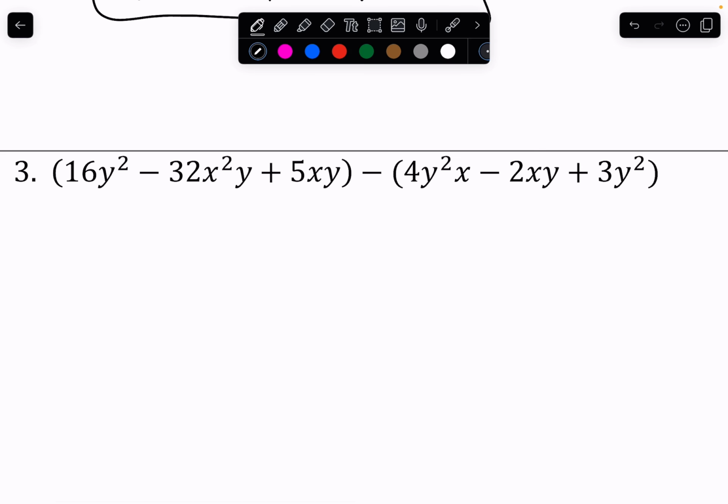All right, so for number 3 here, it's going to be very similar to the one we just did. However, we have more complicated terms here, okay? So you have to pay a little bit more close attention when you're determining what's like terms and what isn't. So let's go ahead. We're going to rewrite our first polynomial.